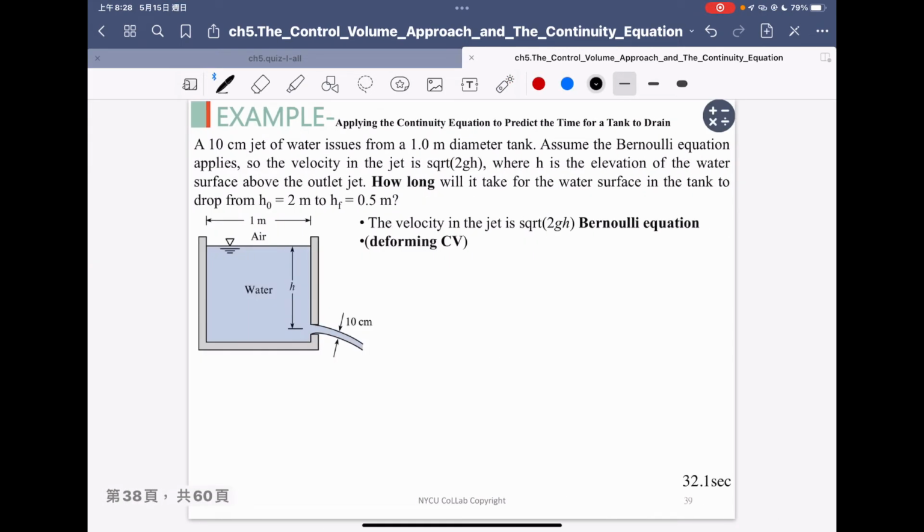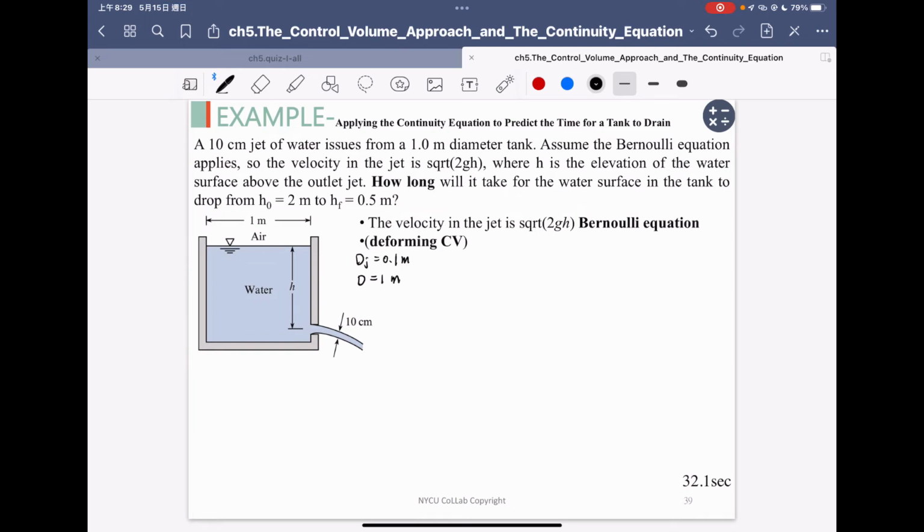The next exercise is also to apply the continuity equation to predict the time for the tank to drain. So as you can see, what's our problem? We know that there is a 10 centimeter jet from a 1 meter diameter tank. So we just write down that the jet diameter is 0.1 meters, and the diameter of the tank here is 1 meter.